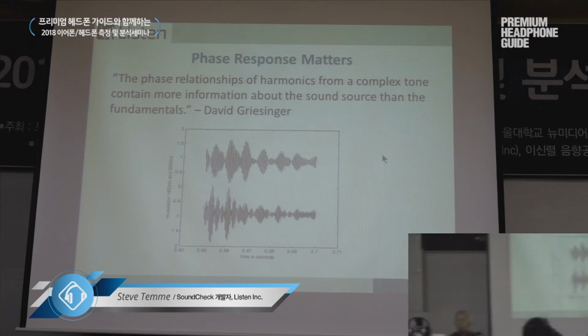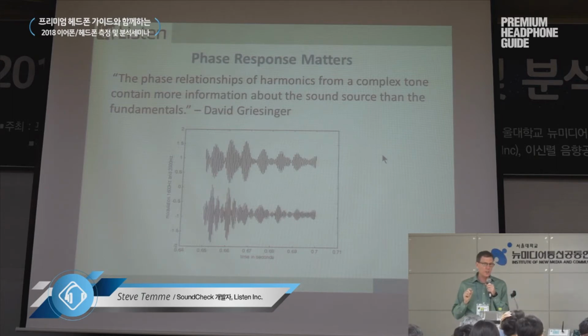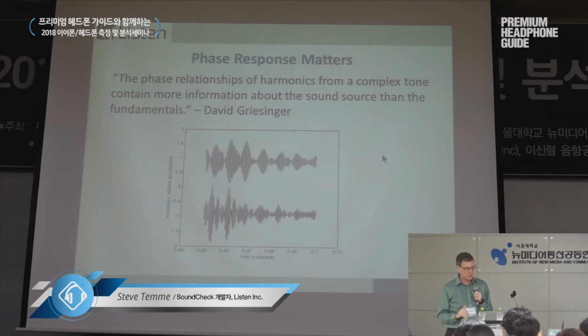So I started doing a literature research about whether phase was different. And when I talk about phase, I'm talking about phase linearity. I'm not talking about phase between left and right. I'm not talking about absolute phase like polarity, plus or minus. I'm talking about phase linearity versus frequency.